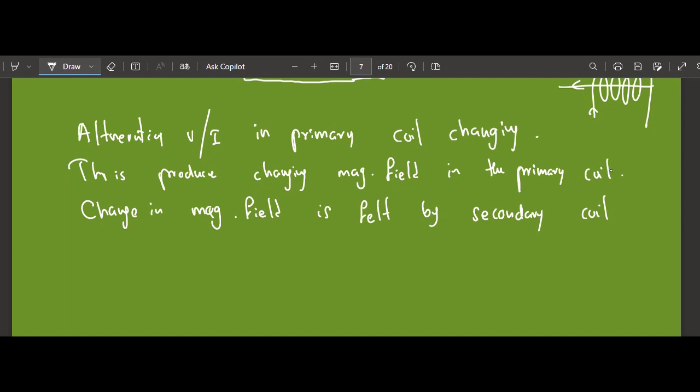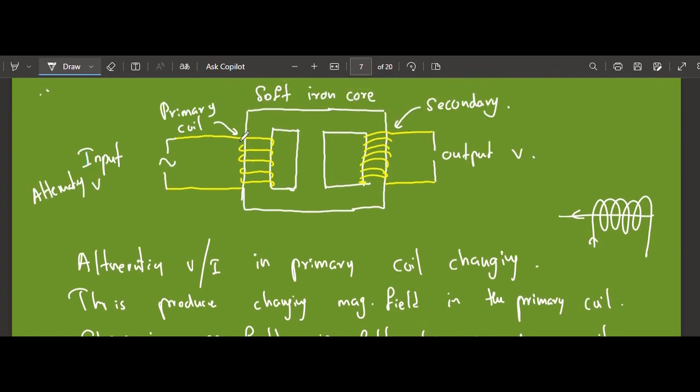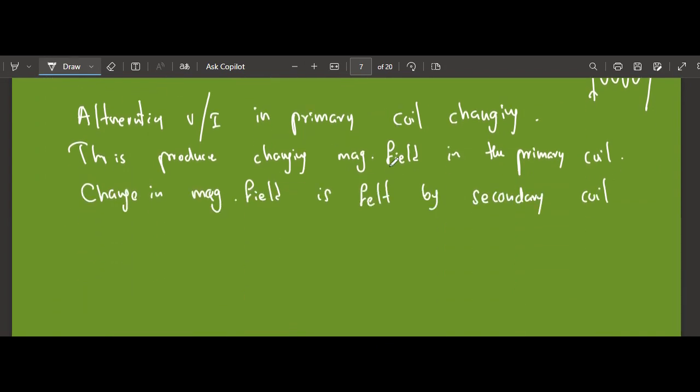Even if that soft iron core is not there, we know when the magnetic field is changing, they are not very far away, right? They are very close to each other. So when this magnetic field gets stronger and changes direction, that change is felt by this secondary coil. The soft iron core is there to make that change in the field felt by the secondary coil much better, right? Change in magnetic field is felt by the secondary coil.